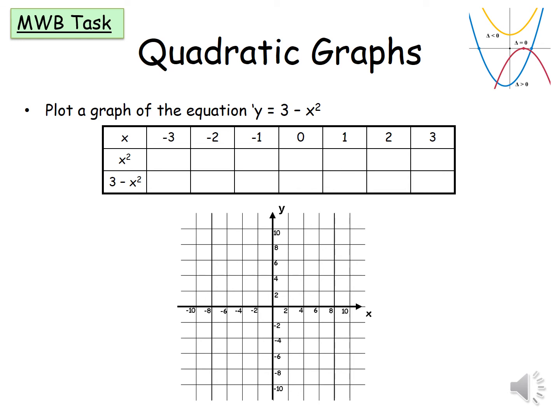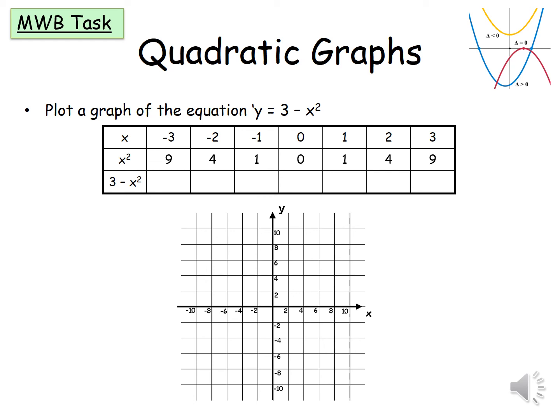Okay, so let's have a look at the equation y equals 3 minus x squared. Break it down, find your x squared values. So minus 3 times minus 3 will give me positive 9. When minus 2 is squared, it will give you positive 4. When minus 1 is squared, it will give you positive 1. When 0 is squared, it still remains 0. 1 squared, 1, 2 squared, 4, and 3 squared is 9.